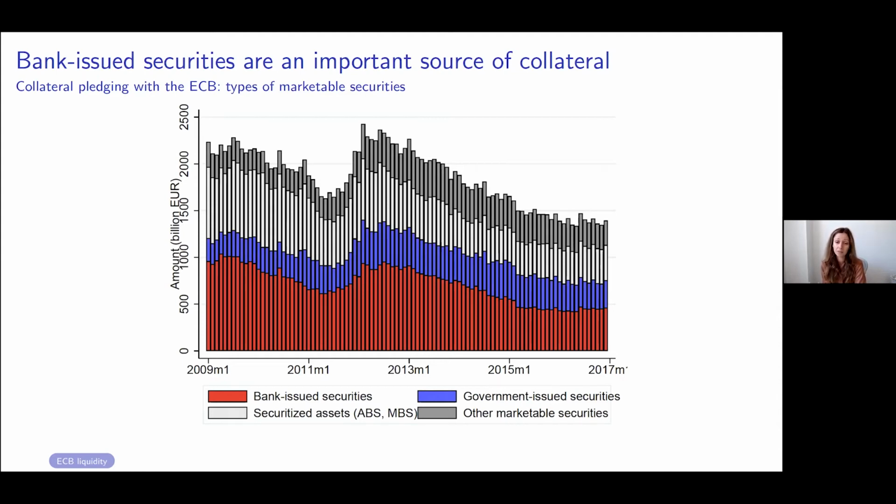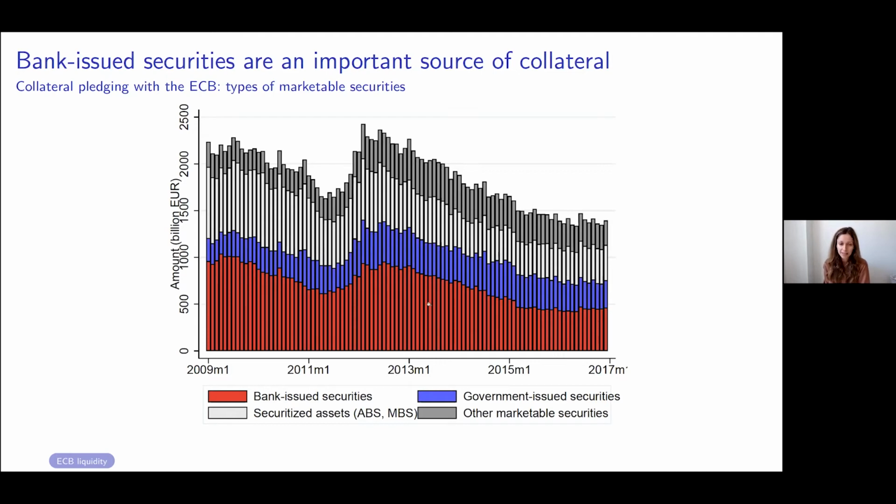And we know a lot about the role of government bonds in the literature. But one thing where I want to draw your attention is the red shaded area. And these are the securities issued by banks. And you see, if anything, the bank issued securities are even more important when it comes to the use as collateral to receive lender of last resort liquidity.